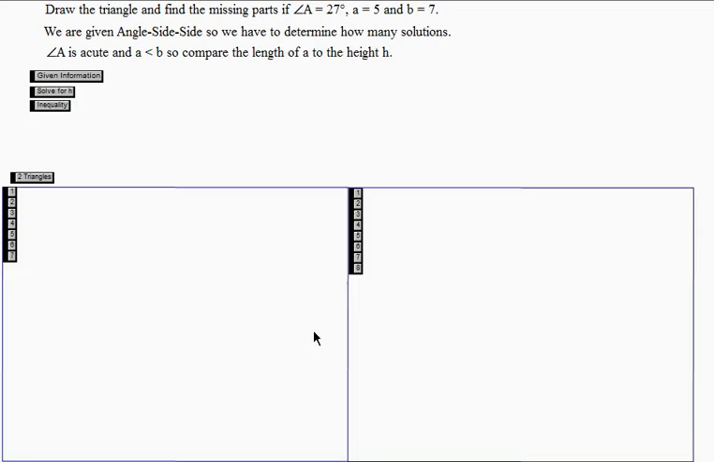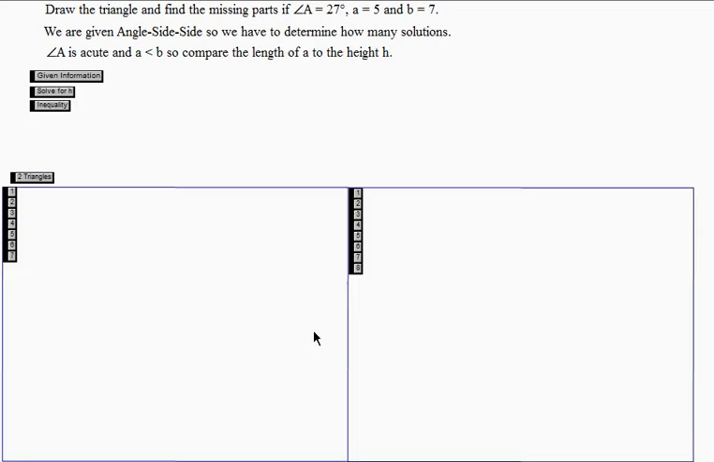Draw the triangle and find the missing parts if angle A is 27 degrees, side A is 5, and B is 7. Now I know this is side-side angle because I have two sides and the angle that I'm given is across from one of the sides that I'm given. So that's how I can know it's side-side angle as opposed to having the angle between the two sides.